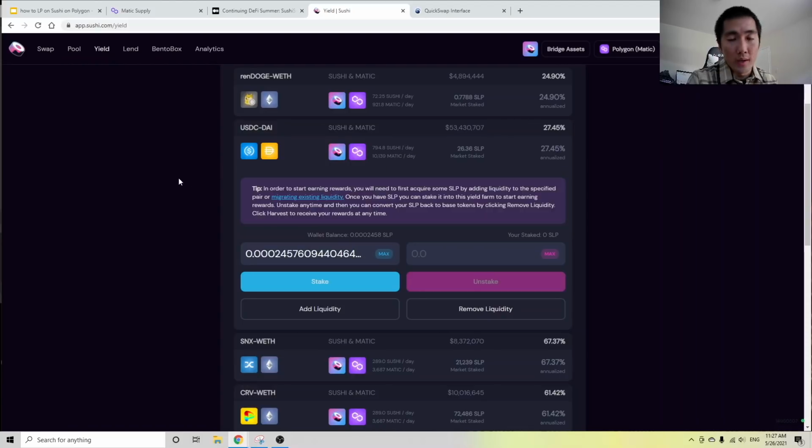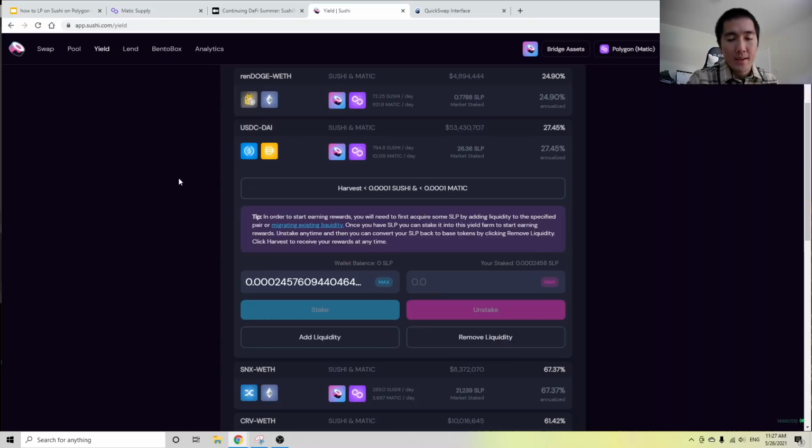this is a good way, if you're bullish Sushi, if you're bullish Matic, and you don't want to take on the risk of using your own money to buy these things, you can just take a very, very low risk LP pool with zero risk of impermanent loss in the stablecoin pool, right? USDC-DAI. And every day, I'll be earning Sushi and Matic. So as you can see, I'm already earning this much. I mean, this is like nothing, right?